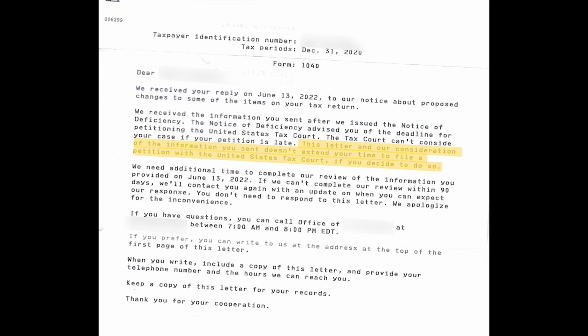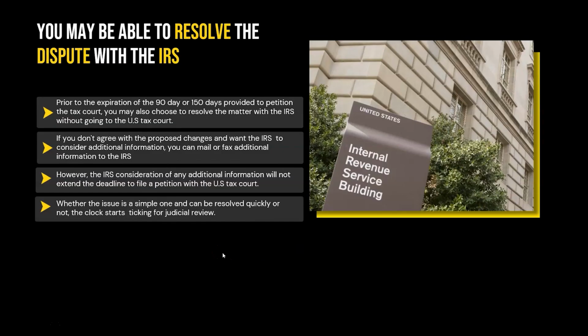And that's why I always say that spending $60 to petition the U.S. Tax Court will be a game changer for you if you fall into any of these difficult situations. Whether the issue is a simple one and can be resolved quickly or not, the clock starts ticking for judicial review. It's very important that you make a decision whether you want to petition the tax court or not. Frankly, if I have to advise anyone, it's much better to resolve the issue with the tax court at the same time as resolving the issue with the IRS.